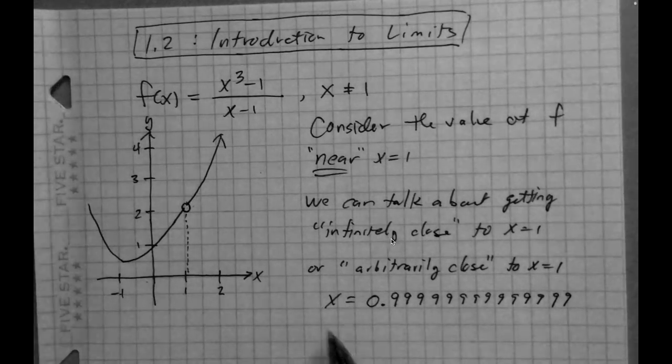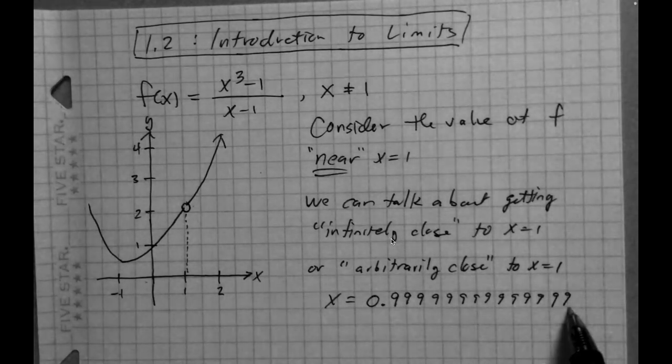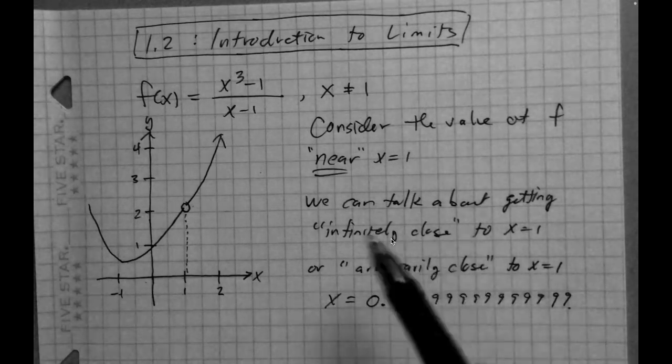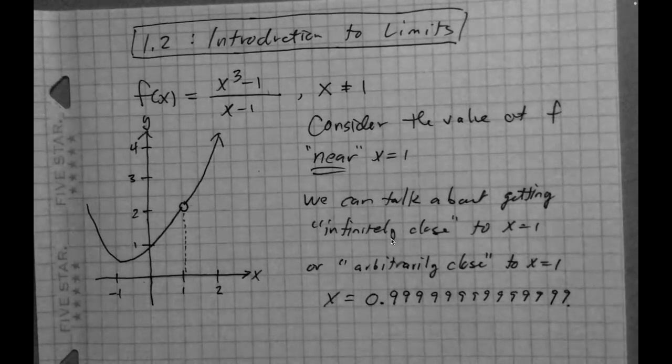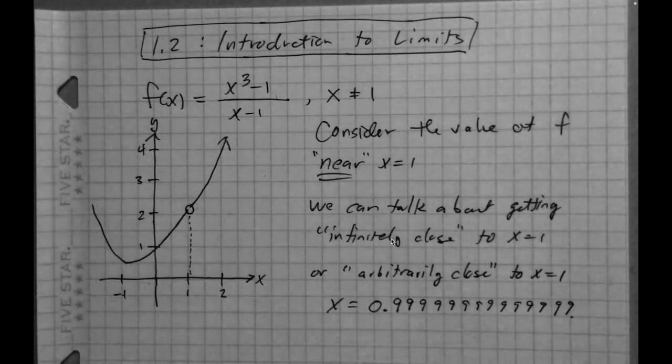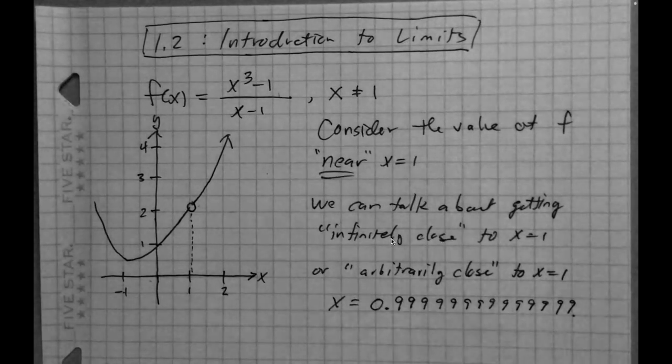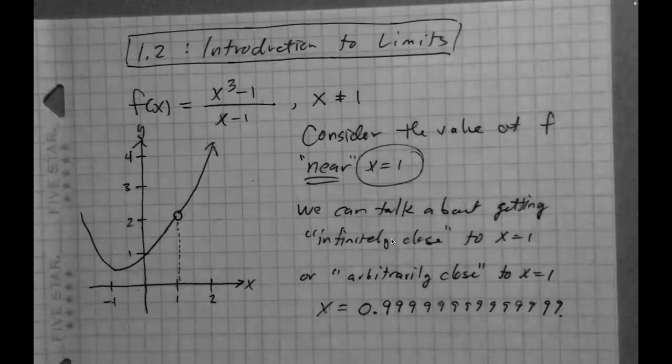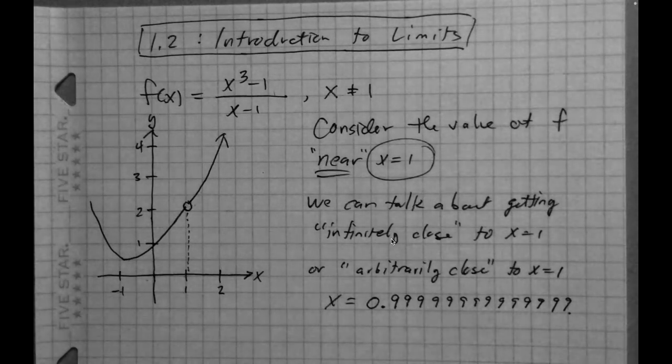The function is defined at this value. If I plug this value into this function up here, I have no problems. It's only when we get to the exact value x equals 1 where I have a problem. So it's very important to get your head around that idea when it comes to limits: the idea of being extremely close to a point but not precisely on that point.